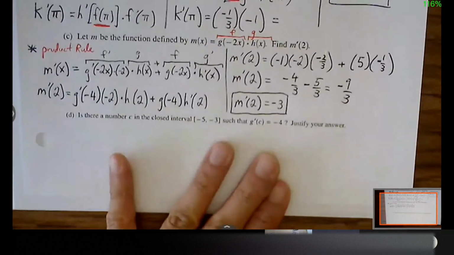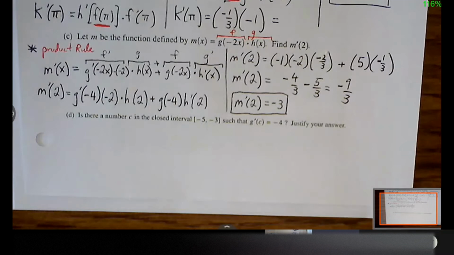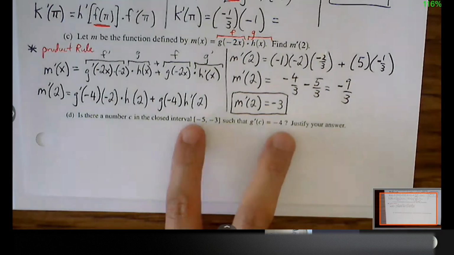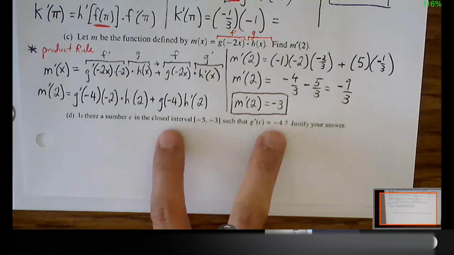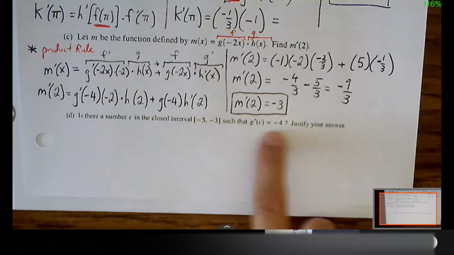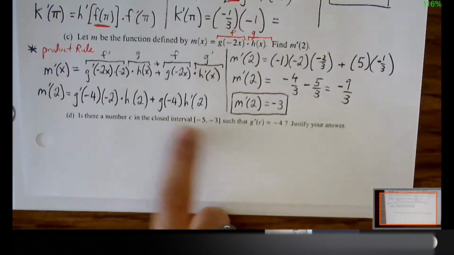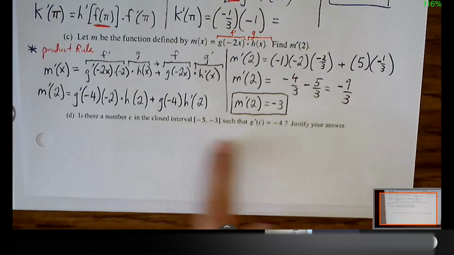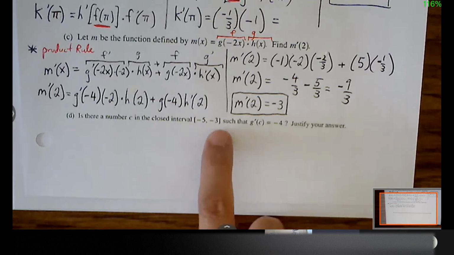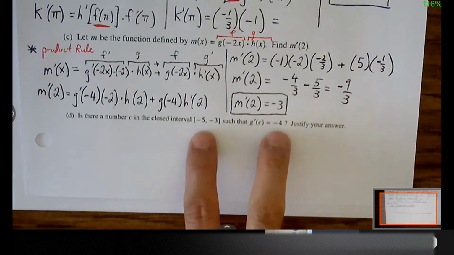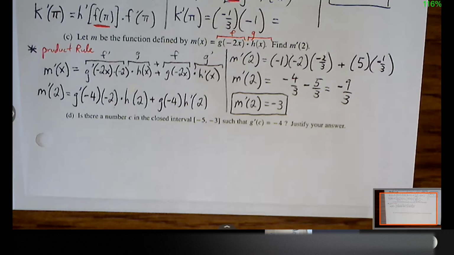Let's look at part D here. Is there a number C in the closed interval such that G prime of C is equal to -4? So whenever I see this type of wording, I'm always thinking, all right, probably going to be a mean value theorem or Rolle's theorem. So basically, over the course of my G graph, can I guarantee a slope of G being -4? And I think mean value theorem can maybe help us with that.